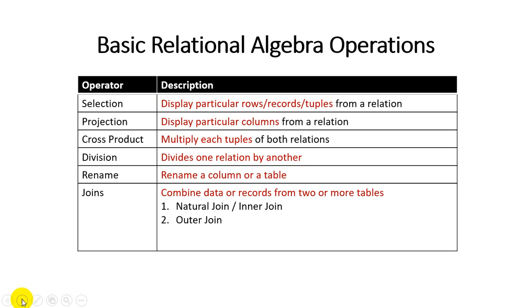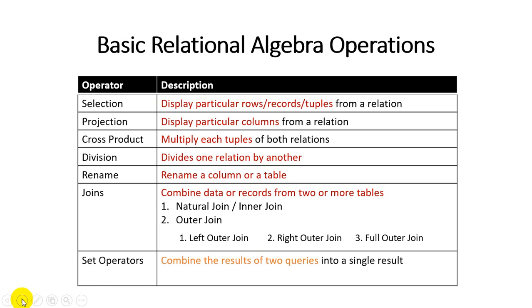In a join operation there are two different types: natural join, or we can say inner join, and outer join. In outer join there are three different types: left outer join, right outer join, and full outer join. And the last operation is the set operator. A set operator combines the results of two queries into a single query. Whenever we require a more complex query and need a single query with reference to two combined queries, we use a set operator.